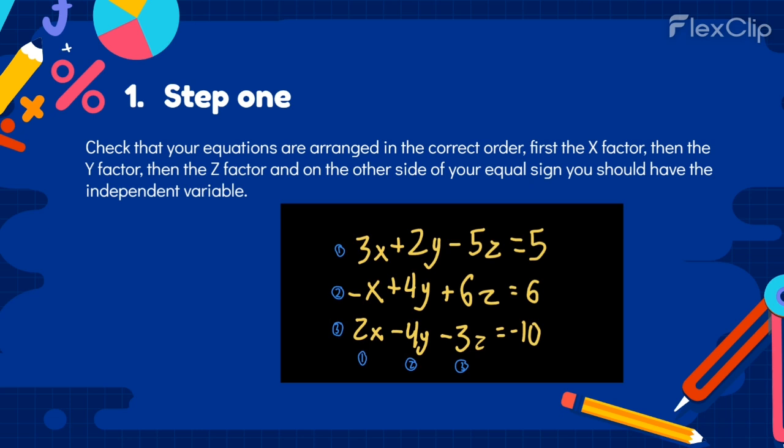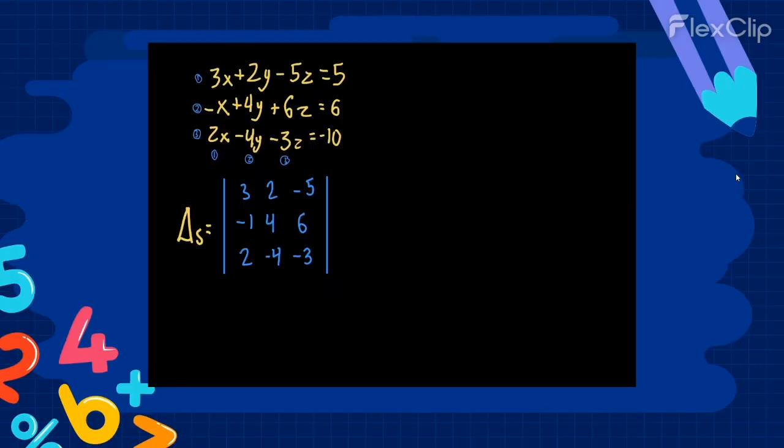Cramer's rule. Step 1 is to check that our equation is arranged in the correct order. First the x factor, then the y factor, then the z factor, and on the other side of the equal sign you should have the independent variable. So our determinant would look like this. First the x column, then the y column, and last the z column, and we cross out the independent variable column. To solve the determinant, we're going to use the Montante method.